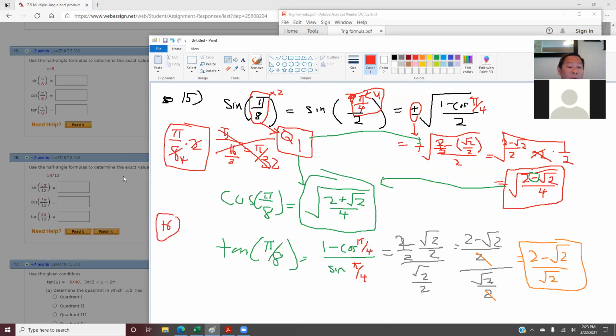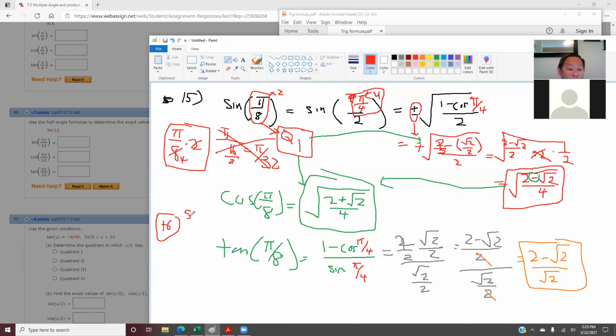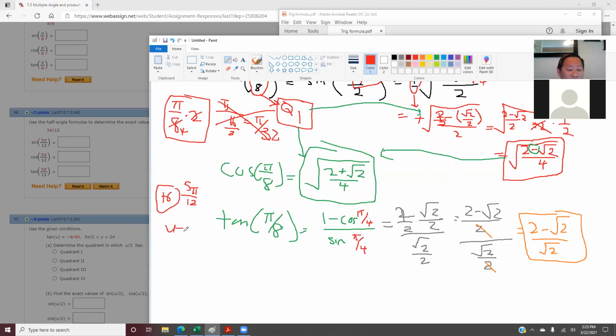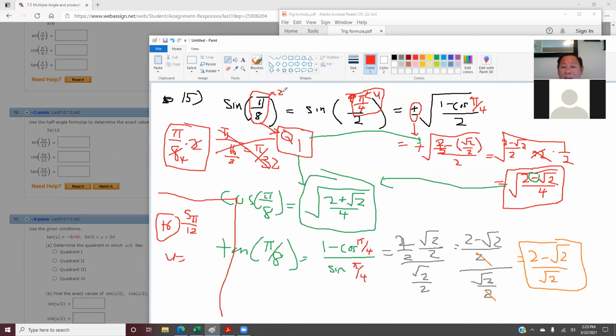This one, 5 pi over 12. So if I give you 5 pi over 12, can you tell me what is the u in this case? Remember last time when we find u, we take this and multiply it by 2, right? So can you tell me what is the u? It would be, would the denominator be 6? Yep. And the numerator? Would be 3. No, again, you just multiply this by 2.